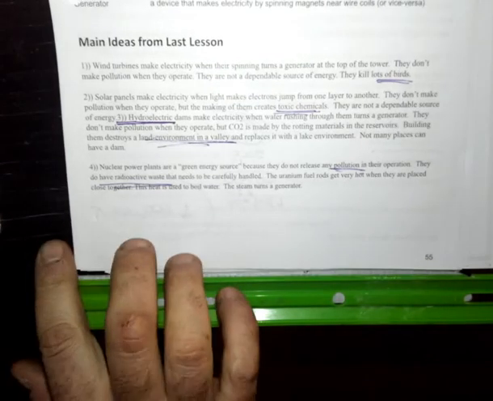Nuclear power plants are a green energy source because they do not release any pollution in their operation. They do have radioactive waste that needs to be carefully handled. The uranium fuel rods get very hot when they are placed close together. The heat is used to boil water. The steam turns a generator.